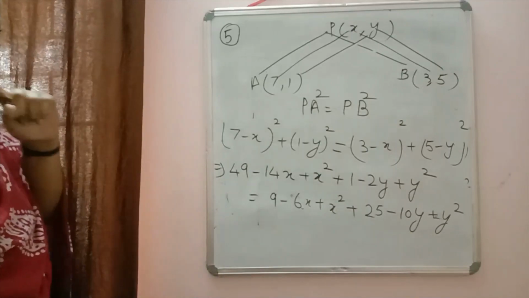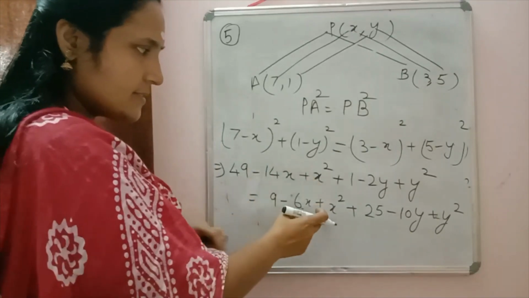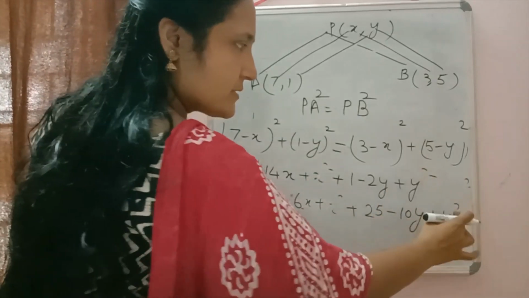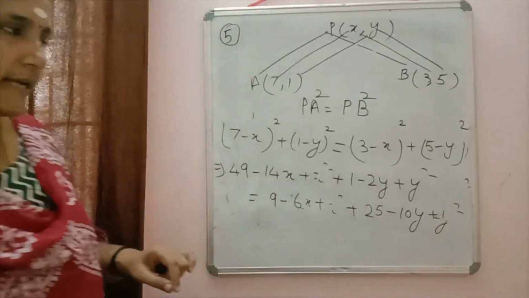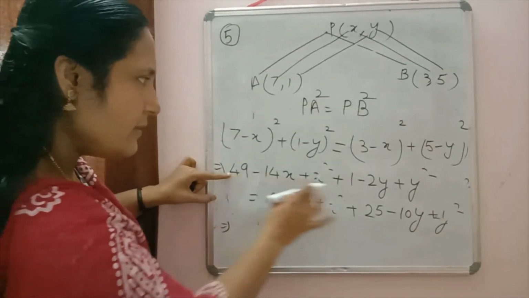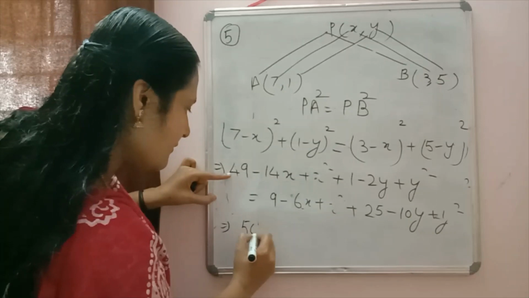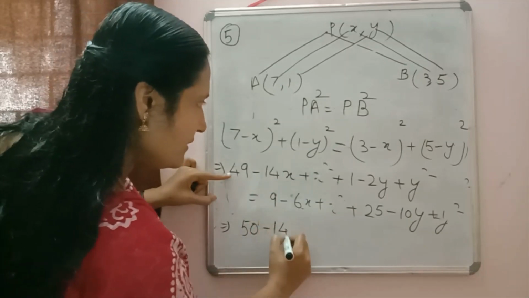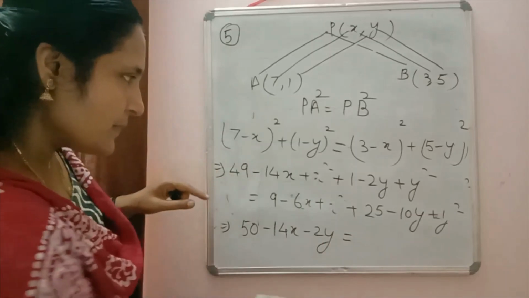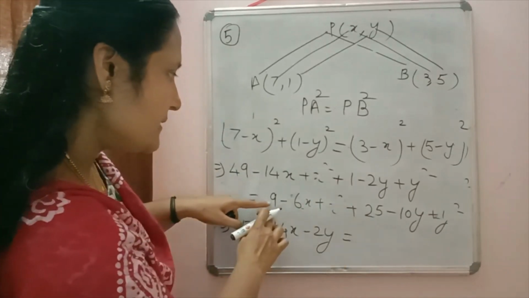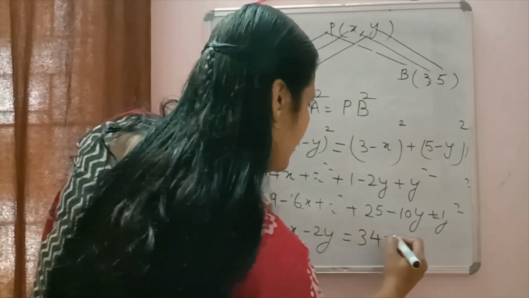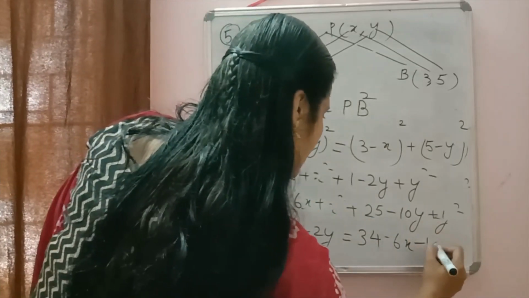So again, as we did in the previous one, plus x square and plus x square, they both will get cancelled. Plus y square and plus y square also will get cancelled. In the remaining expression we can write 49 plus 1 equal to 50 minus 14x minus 2y is equal to 25 plus 9 equal to 34 minus 6x minus 10y.